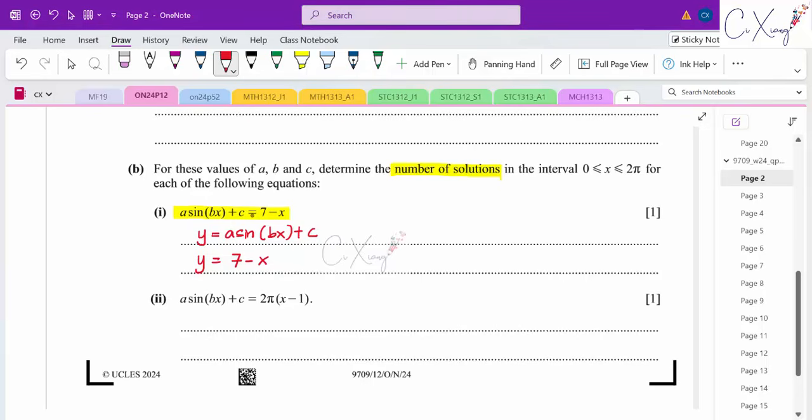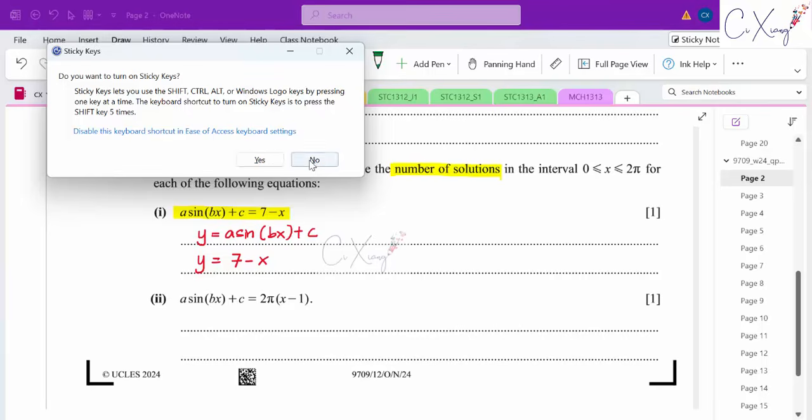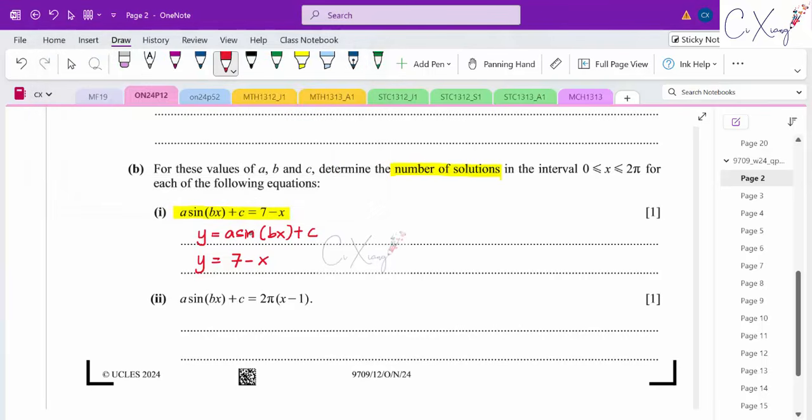They give us the equation to be solved, but I separate it into 2 different equations here, and I'm looking for the number of intersection points, because the number of intersection points denotes the number of solutions. Alright, so the first graph is already given in our question. So a sin bx plus c is already given. What we're going to do is sketch the graph for 7 minus x. Right, so how do we sketch a graph for 7 minus x?